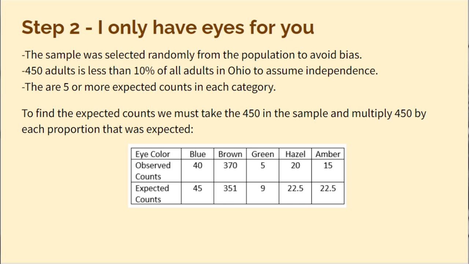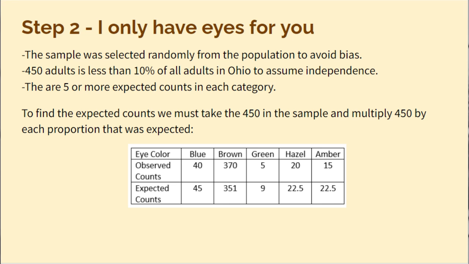So now it's time to calculate our expected counts. Now, to get the expected counts, we're going to use the percentages that were given. For example, we were told that 10% were supposed to be blue. So we're going to take 450 adults, that was our sample size, and multiply it by 0.10 to get 45. So we expected 45 to have blue eyes. That's that 10%. Then we're going to repeat that for the brown. 78% of 450 was supposed to be brown eyes. That's where we get 351.